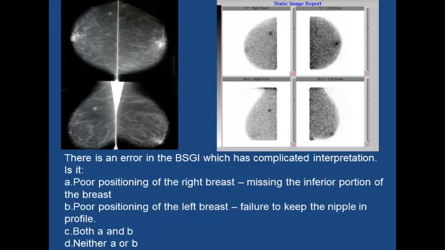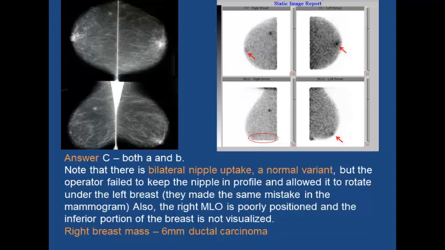Is that error poor positioning of the right breast, missing the inferior portion of the breast? Poor positioning of the left breast and failure to keep the nipple in profile? C, both A and B, or D, neither A or B? Excellent. The answer is C, both A and B.